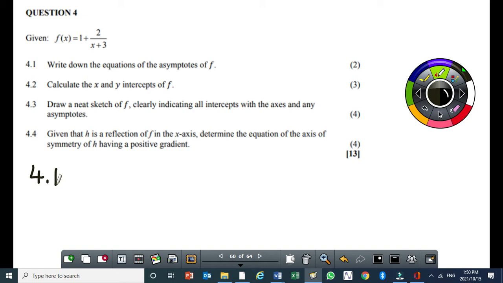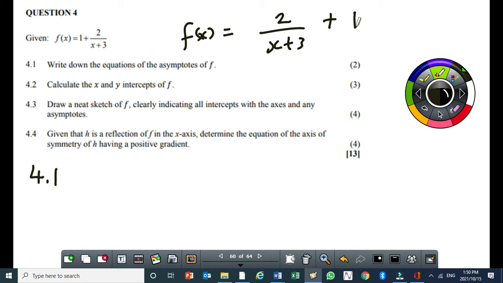Now, this equation here is not written as the general equation, but we can simplify it and write it as f of x equal to 2 over x plus 3 plus 1. Okay, so it's just changing the position of the 1 and the fraction. That's all. Sorry, I said you need to pay attention.